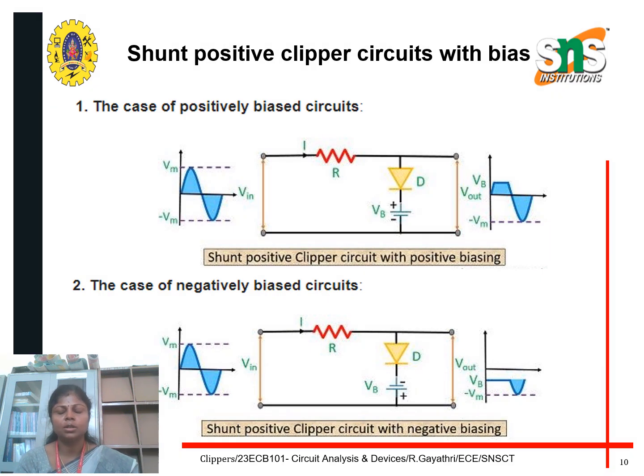Coming to the shunt positive clipper with biasing, in the case of the positively biased circuit, the positive voltage will be given. Here the positive VB peak by 2 voltage will be dropped off, and the remaining portion will remain the same as the input signal. Then coming to the negatively biased circuit, the negative voltage will be given and the diode will be placed in the shunt direction. The negative VB peak by 2 value will be dropped, and the remaining portion will remain the same.